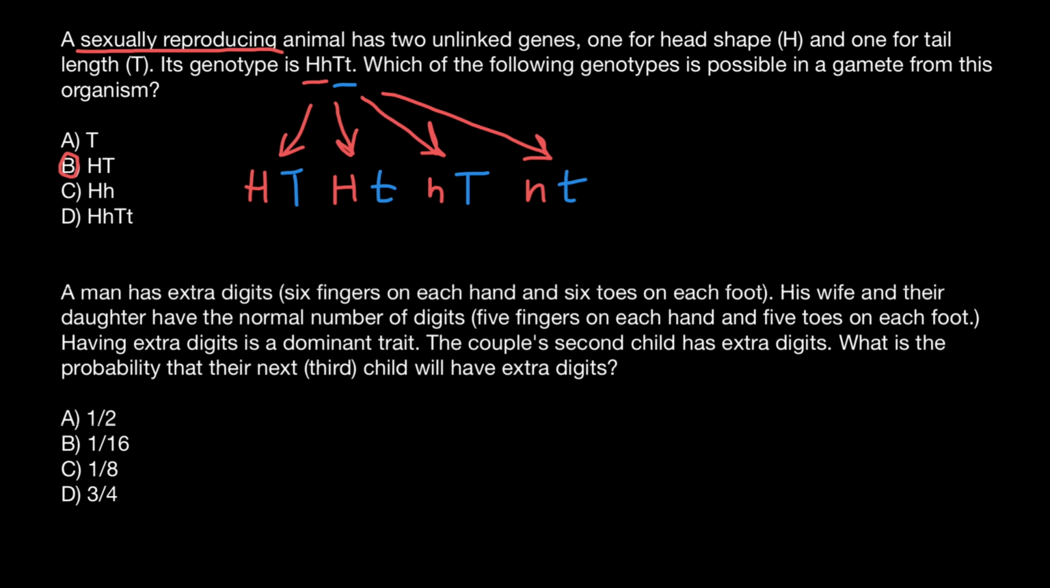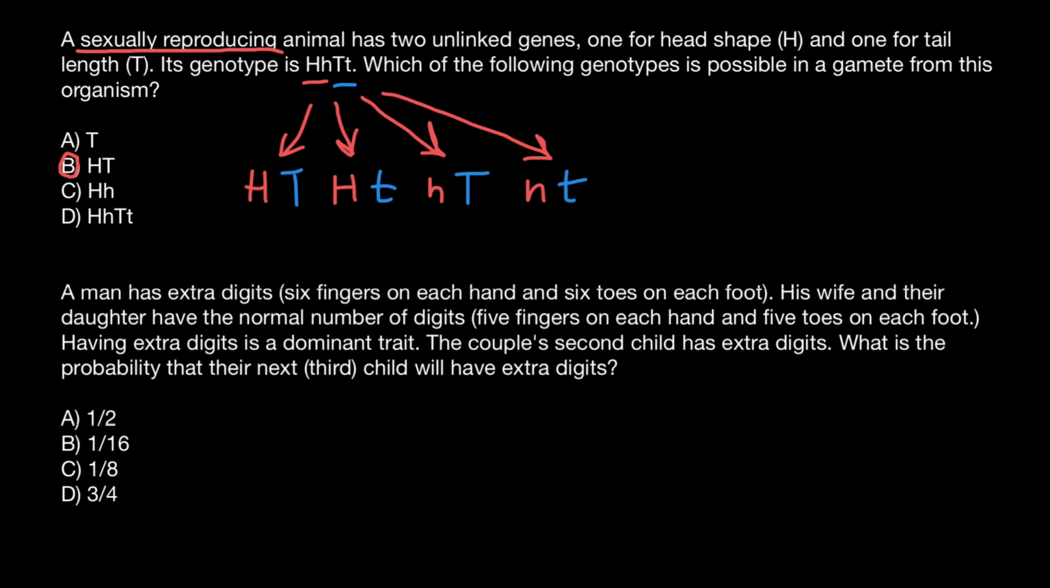And the second question: a man has extra digits, 6 fingers on each hand and 6 toes on each foot. His wife and their daughter have the normal number of digits, 5 fingers on each hand and 5 toes on each foot. Having extra digits is a dominant trait. The couple's second child has extra digits. What is the probability that the next child, which is going to be the third, will have extra digits? And here are the variants to choose from.